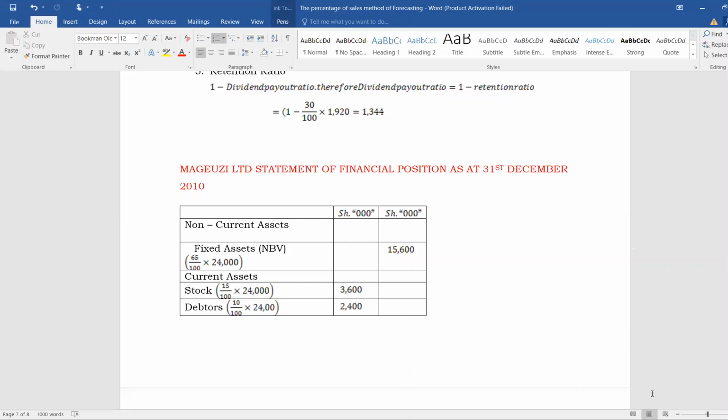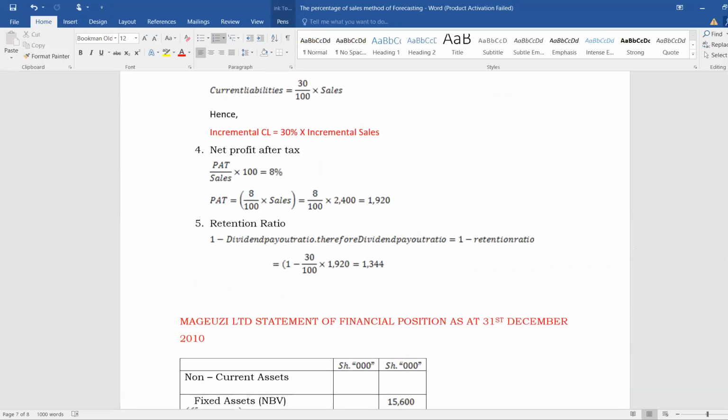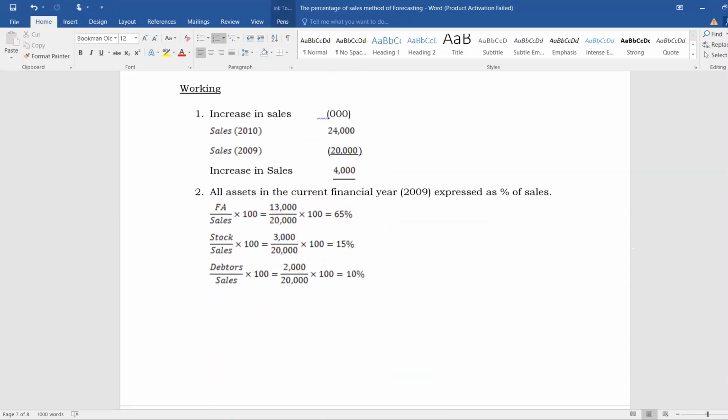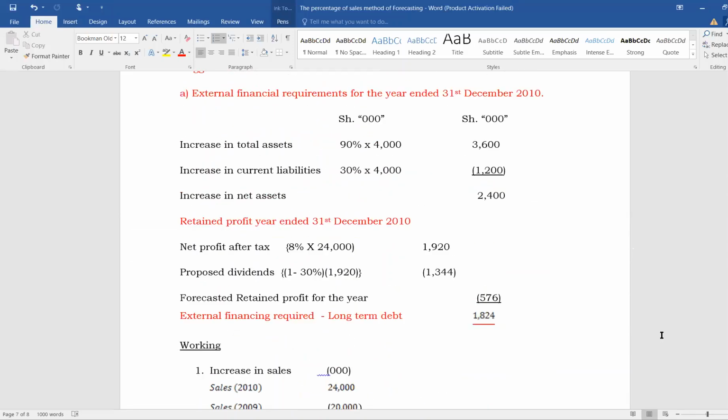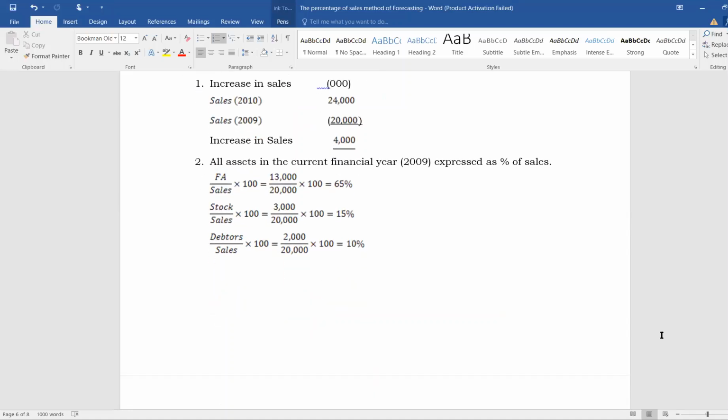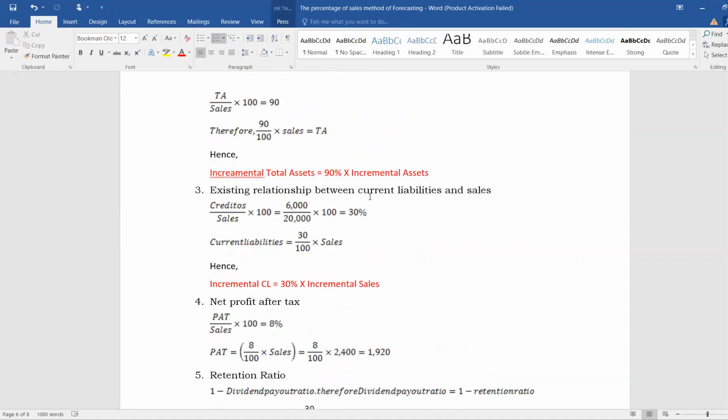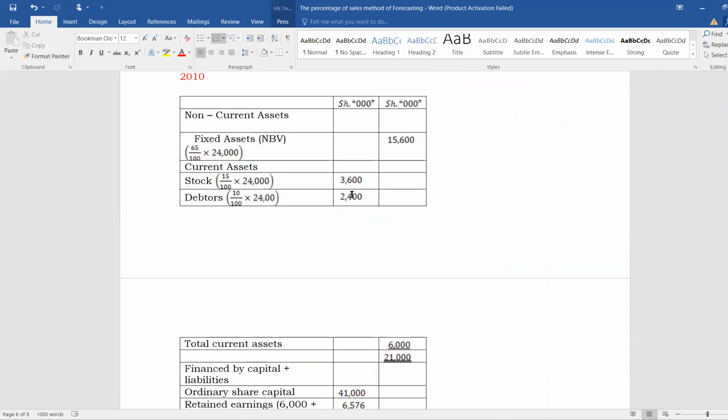Okay, let's now forecast current assets. Current assets, there were two, isn't it? Stock over sales times 100, tulipata which percentage? 15. Yes. So that means the value of inventory will be 15% of sales of the year 2010. 15% times total sales of the year 2010. You need 3.6 million.